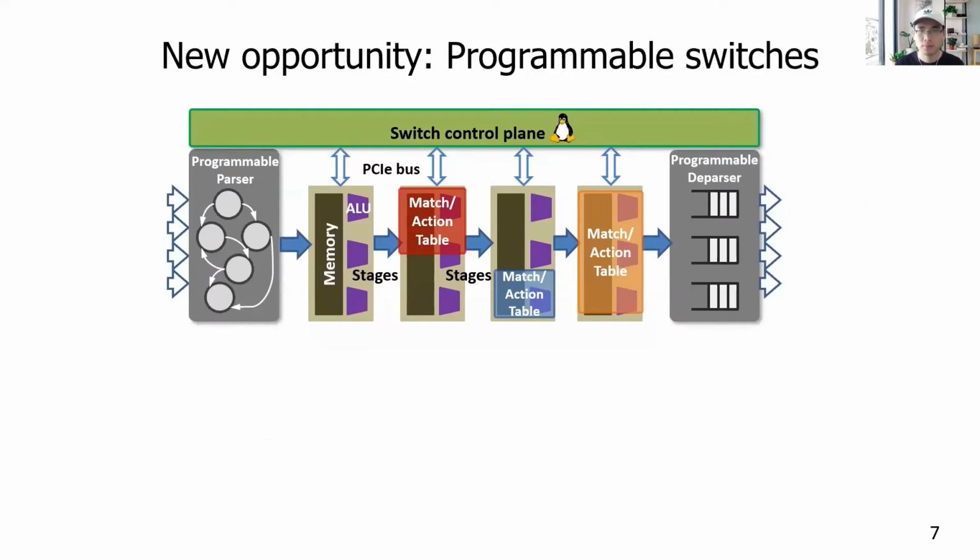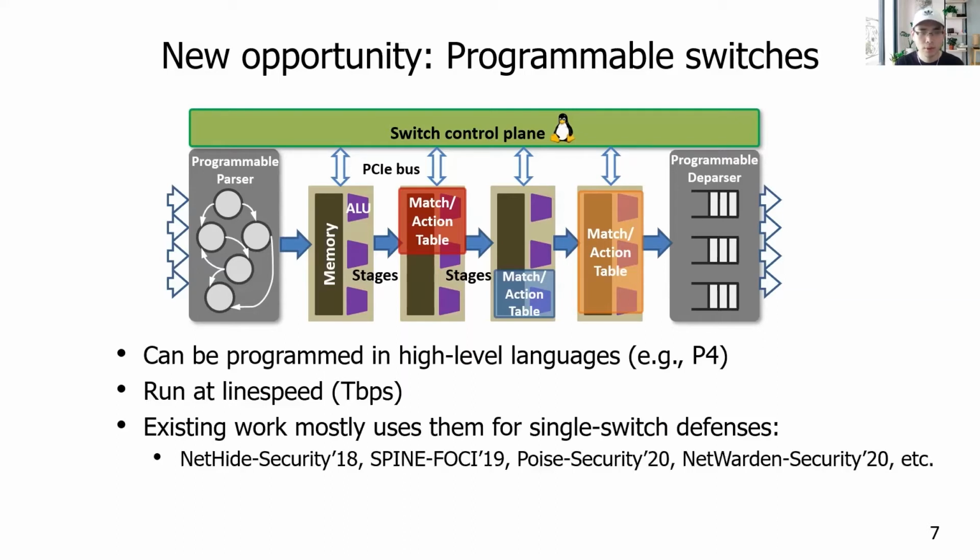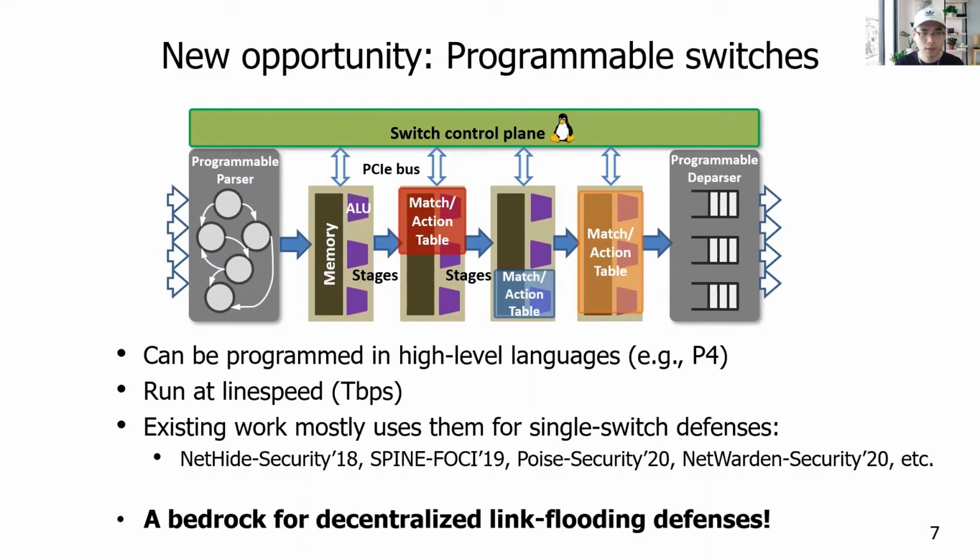Repo utilizes the recently proposed programmable switches, which can be programmed in high-level languages like P4. Programmable switches allow users to customize packet processing logic or network protocols without hardware upgrade. Once deployed into the network, programmable switches can run at line speed. The security community has used programmable switches to build a wide range of security defenses, but existing work mostly use them for single switch defenses. In this work, we will use programmable switches as the bedrock to build a decentralized link flooding defense.